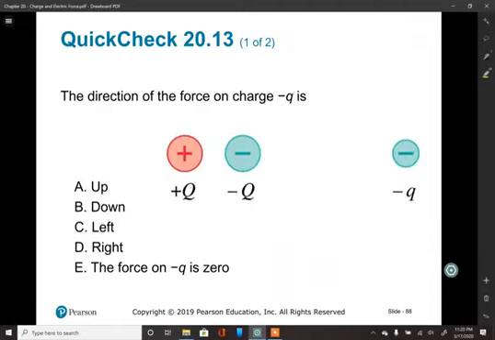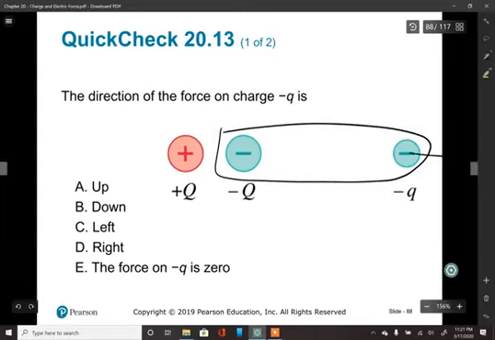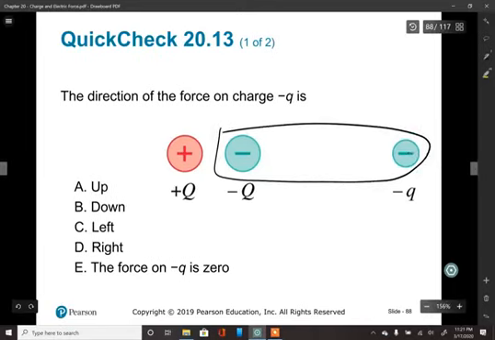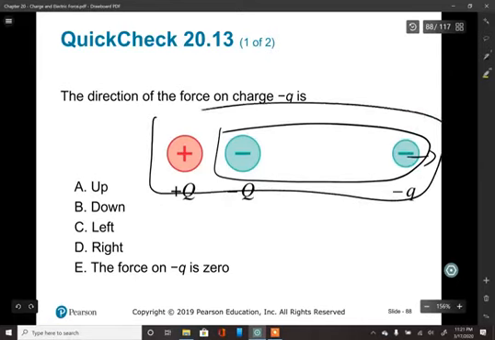Okay, another question here about net force. The charge minus Q, the negative charge, this interaction is going to be a repulsive force. Let's see if I can draw that on there. Repulsive force. The positive charge, this interaction is going to be an attractive force. But because the positive charge is farther away, we know the repulsive force from the negative charge has to be bigger. And that means the net force has to be to the right.